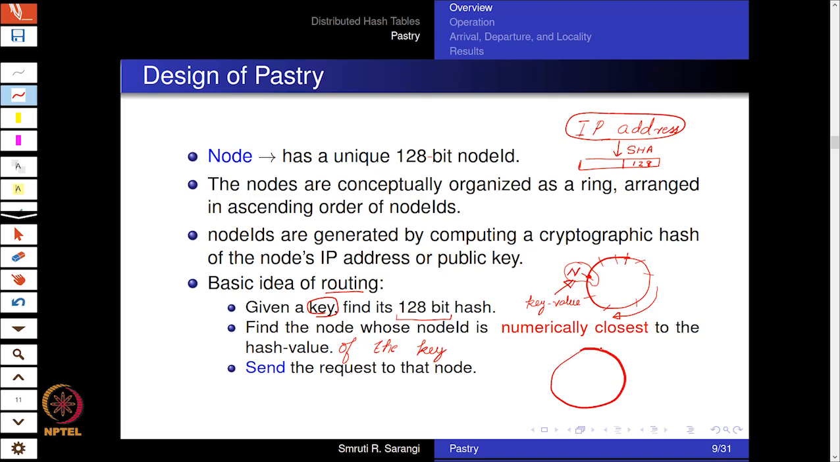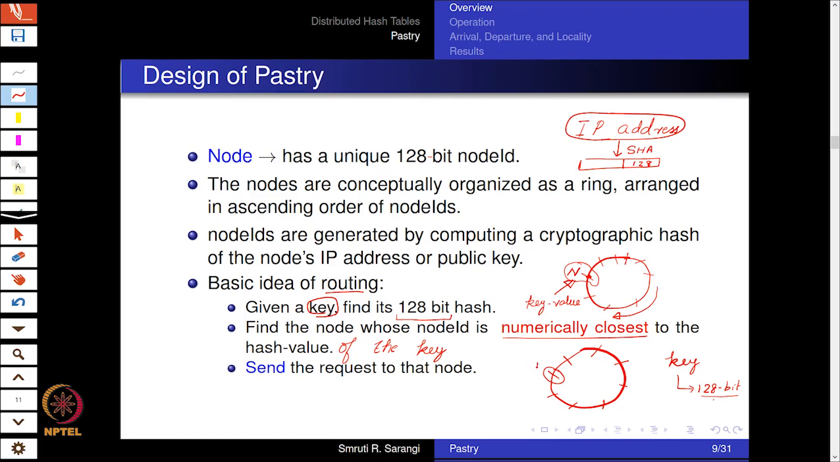So the idea is that we have a circular ring of nodes. How is it done? Well, it's a conceptual ring, it's not a physical ring, where we assume that nodes are organized in increasing order of their node IDs. Now, given a key, we need to find the node that contains its value. So from the key we create a 128-bit node ID, and this number is used to find the node ID within this ring that is the numerically closest to it. Closest means it minimizes the absolute value of the distance, so let it be this.